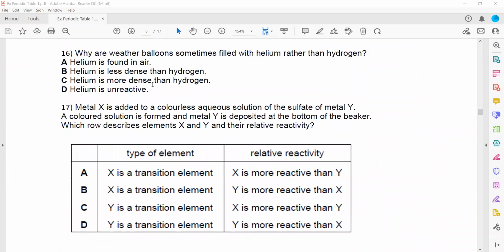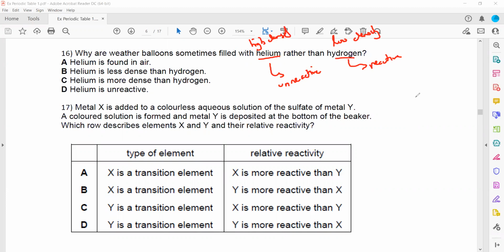Then in question 16, why are weather balloons sometimes filled with helium rather than hydrogen? Because hydrogen is a reactive gas and helium is unreactive. And in terms of density, when we compare the density of hydrogen with helium, hydrogen has a low density and helium has a high density compared to each other.